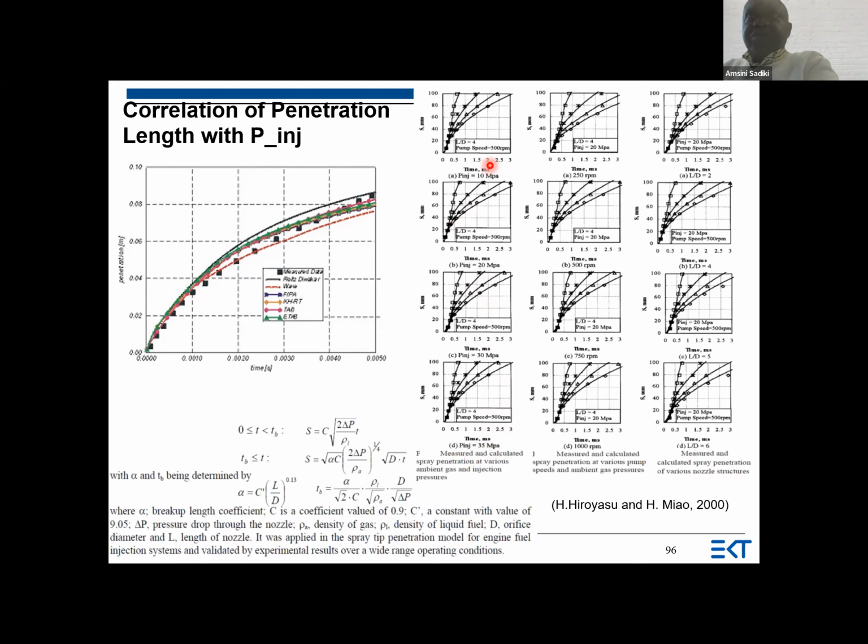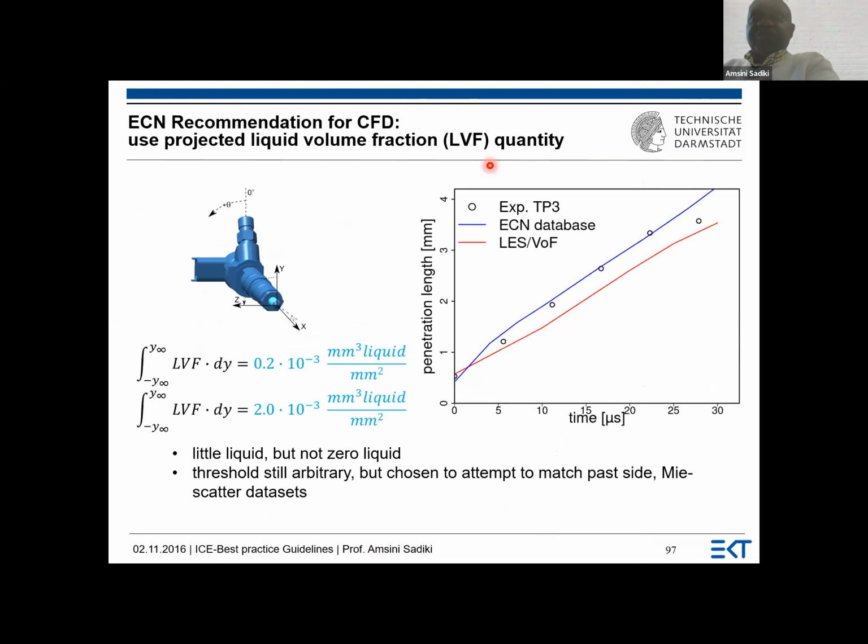So I can close here, but to close, we see also here the relation of the penetration length with the volume fraction. And this is a recommendation from the ECN group, where we can calculate the penetration length based on the volume fraction we can obtain. If we have here, for example, the X direction and it is Y, we can calculate this integration at different X positions, and we can give some limit.